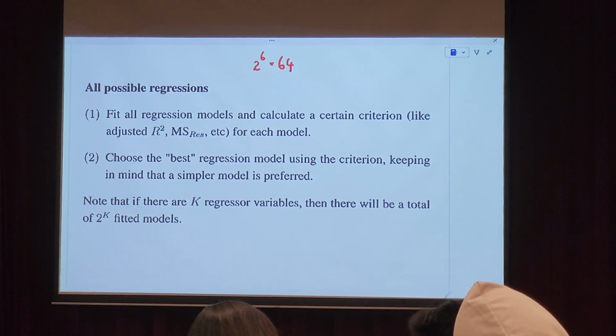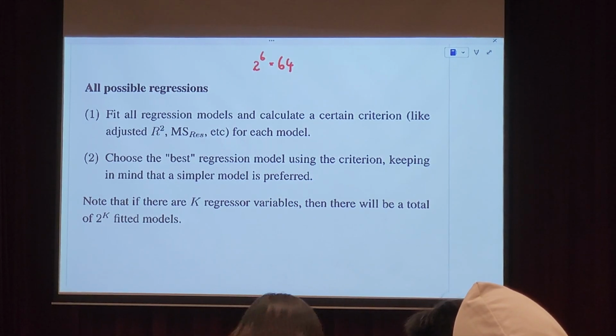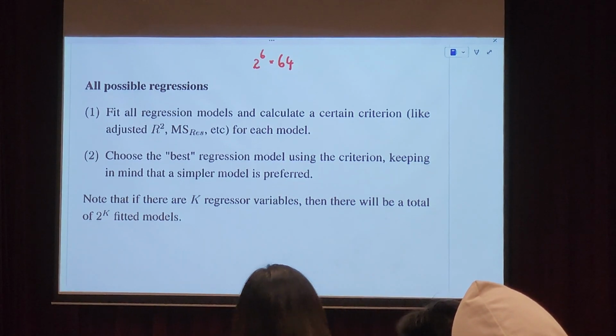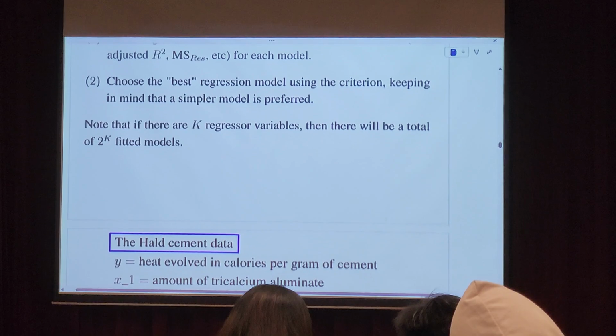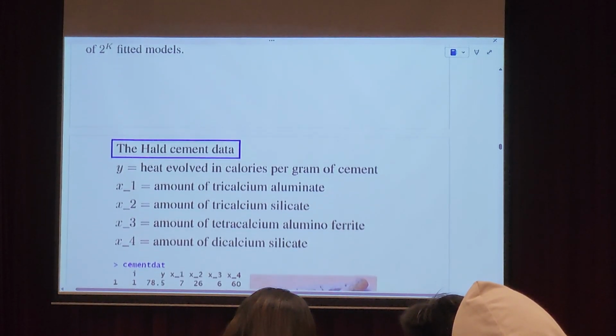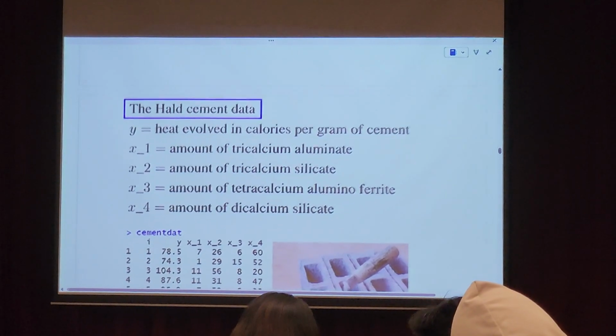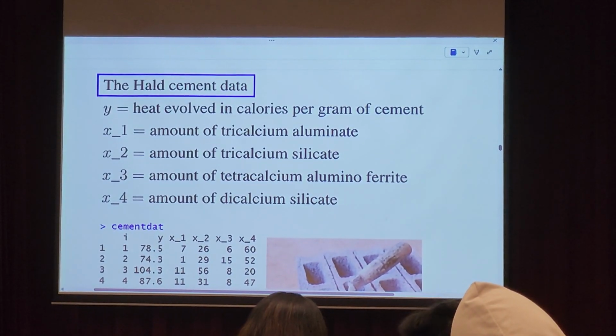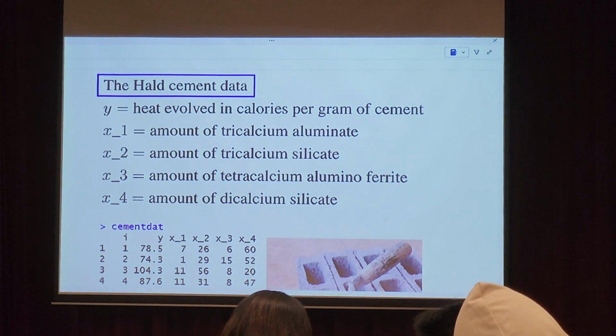So for k regressor variables, there will be a total of 2 to the power k models. Each regressor is either selected or not. So let's look at an example to illustrate this all-possible-regressions approach.